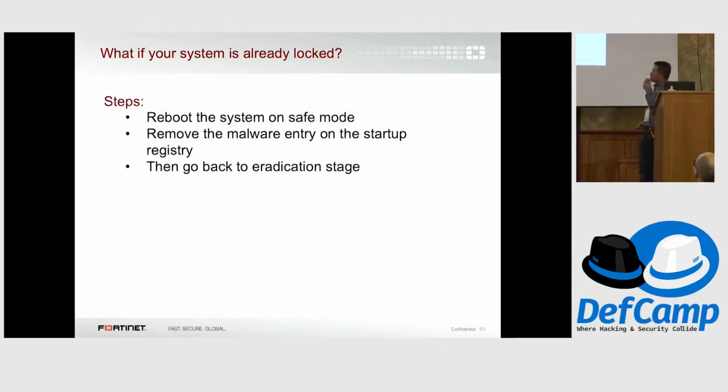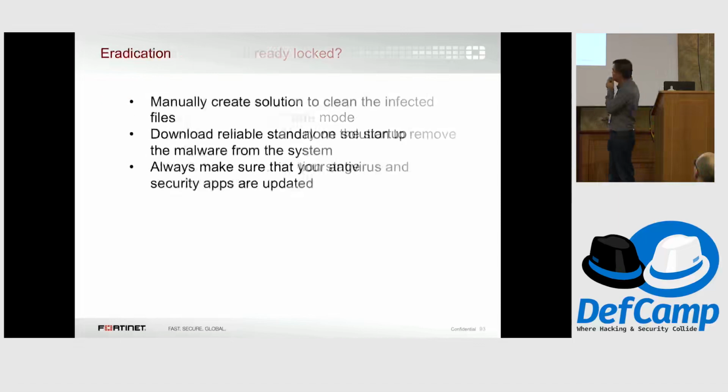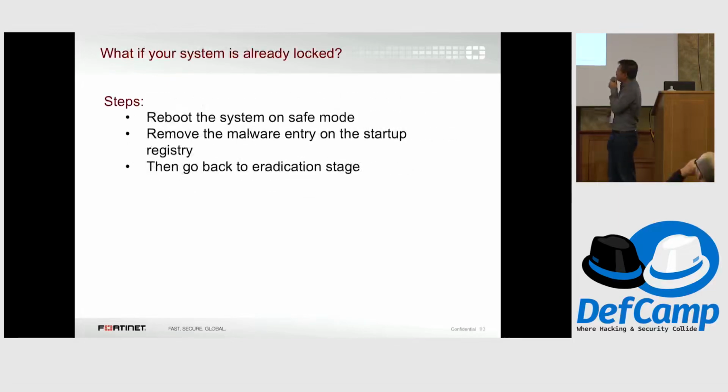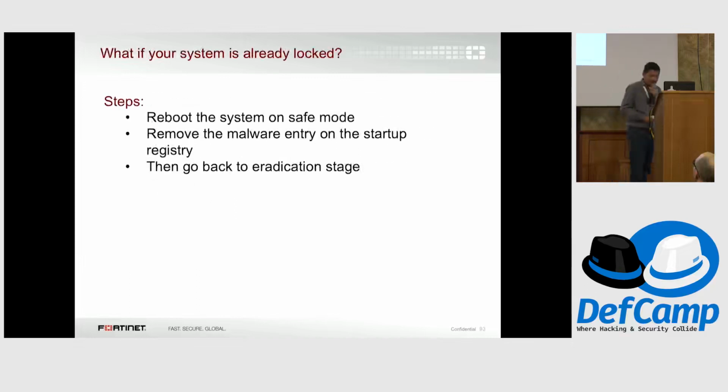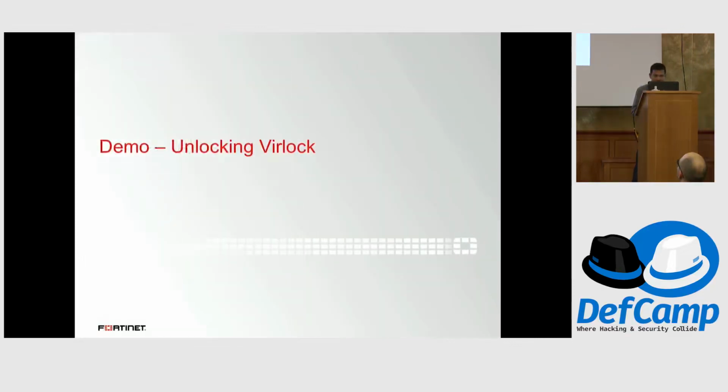The problem is, what if your system is already locked? You can do the earlier version of the steps, but what if it's already locked? You can reboot the system into safe mode, remove the malware entry in the startup registry, then go back to this stage. How do we do that? I think that's the part where I show this.